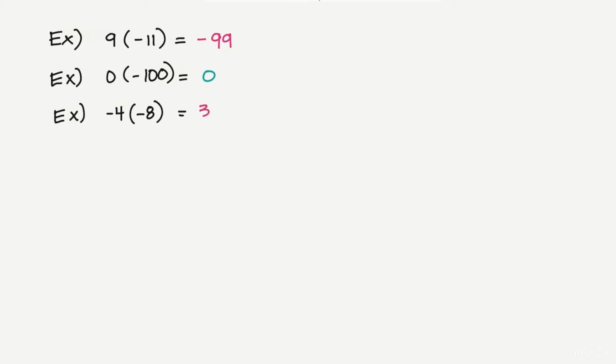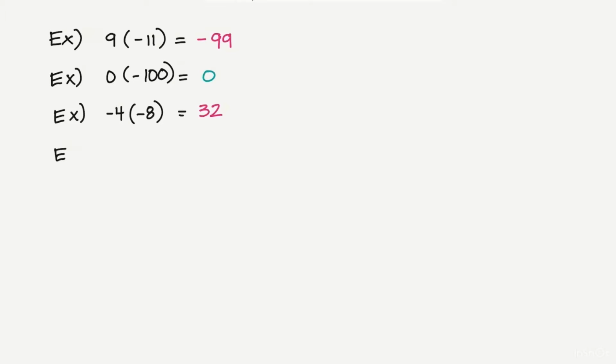So our first example says 9 times negative 11. They have opposite signs, so it's going to give me a negative answer, negative 99. The next example says 0 times negative 100, and 0 times anything is just 0. All right, here's our next one. It is negative 4 times negative 8. They have the same sign, so it's going to give me a positive answer, positive 32.